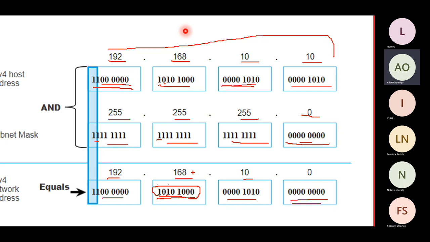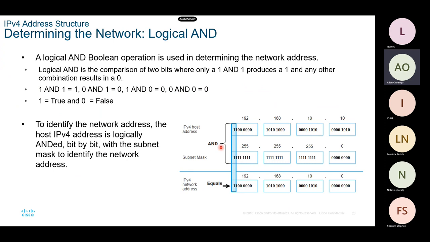So the number you get here will be a network address. 192.168.10.0 is the network address where this IP belongs. Any address within this category will always have the same network address. All right, so that is a logical ANDing process.